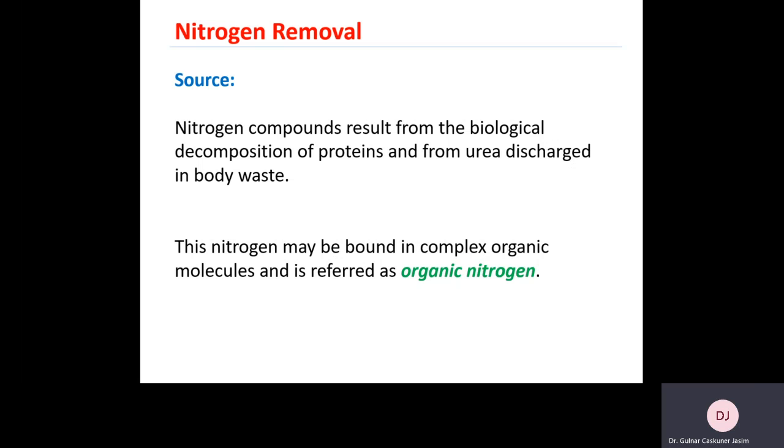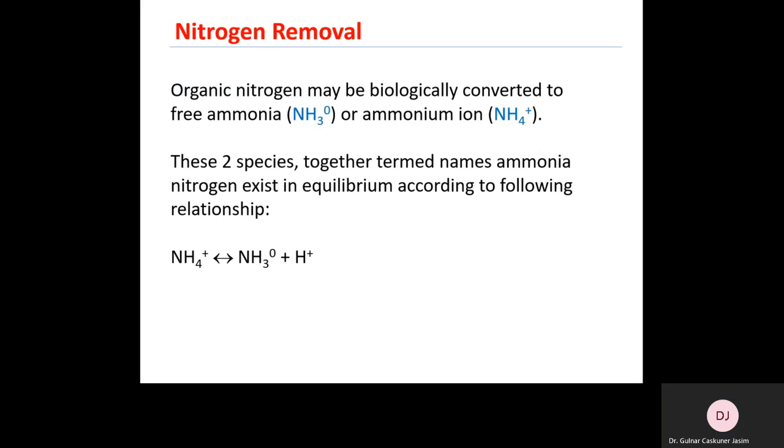Source of nitrogen. Nitrogen compounds result from the biological decomposition of proteins. And when we consider sewage, from toilet flushes, the main source is the urea discharged from the human body. Urea is the liquid which is discharged from humans into the toilet. This nitrogen may be bound in complex organic molecules, and it is usually referred to as organic nitrogen.